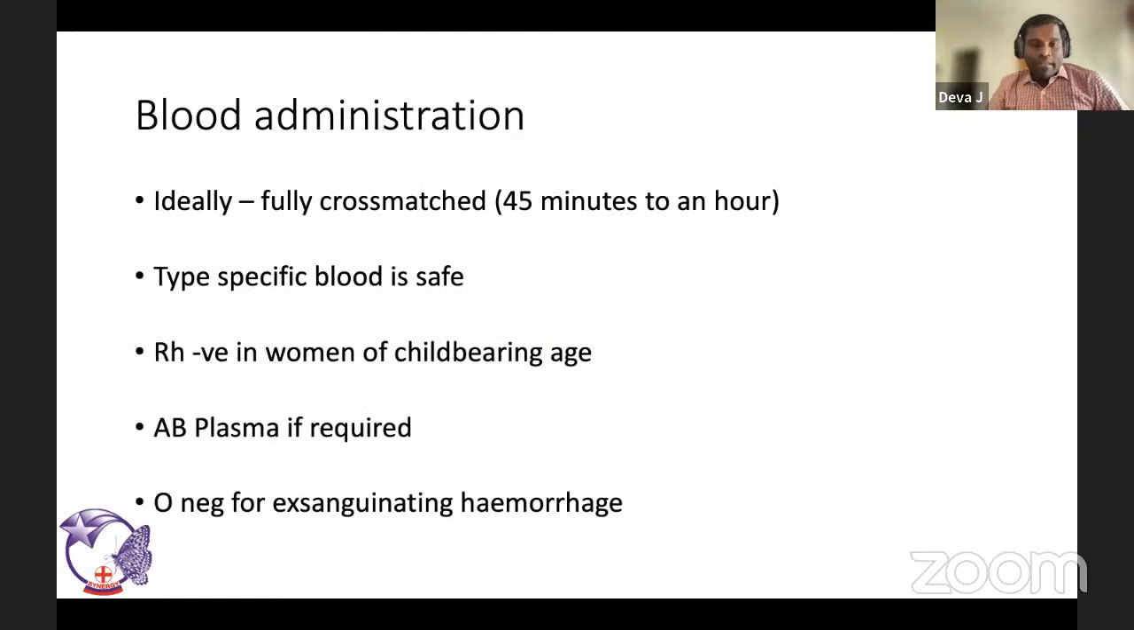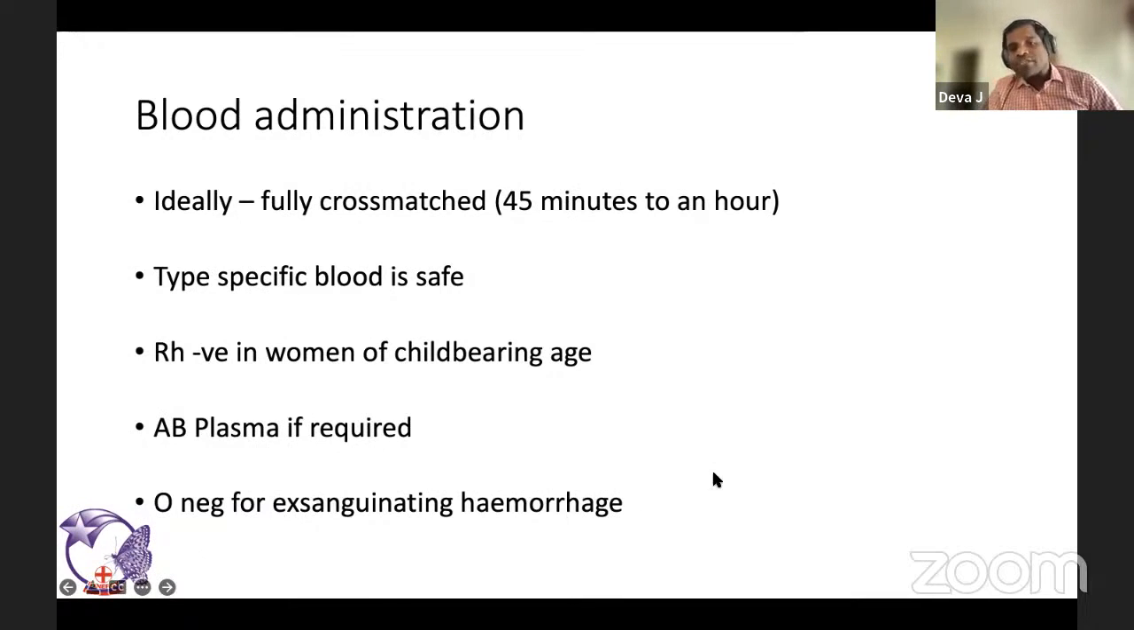So how do you administer blood? Ideally, you would want fully cross-matched blood, but the limitation is that cross-matching takes about 45 minutes to an hour. You may not have the luxury of having time during trauma resuscitation. So if the patient is exsanguinating, use O negative.